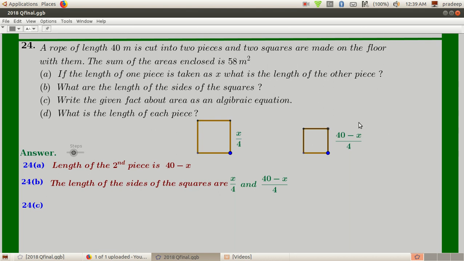Then, what is the area of the second square with side of length 40 minus x by 4? It will be the square of this, that is 40 minus x whole squared by 4 square. The sum of these two areas is equal to 58. If you write it as an equation, it will be: x square by 4 square plus 40 minus x whole squared by 4 whole square is equal to 58. This is the required equation.